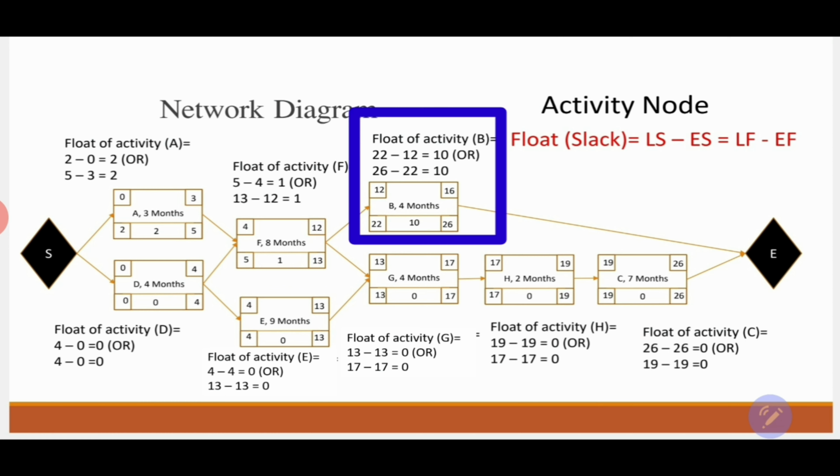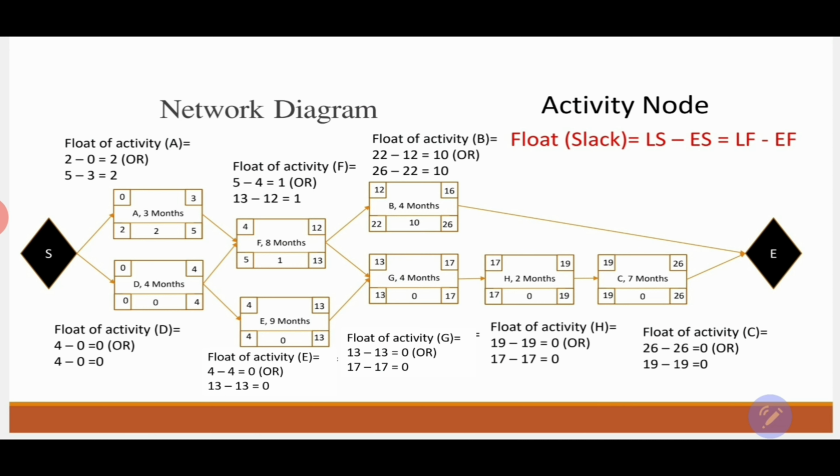The float of activity B will be 26, which is the late start, minus 16, which is the early start, and that's going to be 10. And if you apply the same with the late finish, 22 minus the early finish of 12, the answer again will be 10. Then activity B has a float of 10.